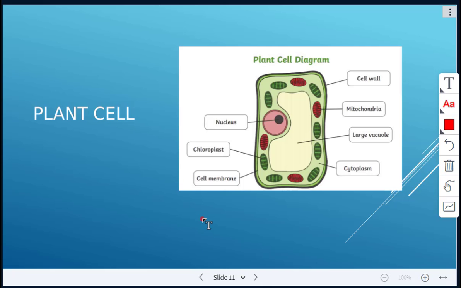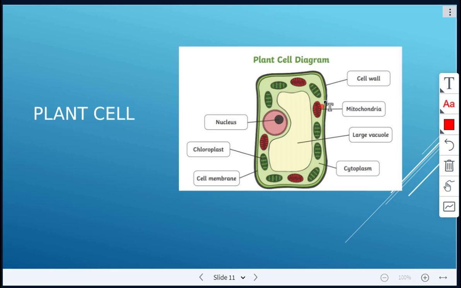Next, we're going to look at the plant cell. All right, so here we're looking at a plant cell diagram. So first of all, notice the shape. It's much more like a rigid shape, more boxy, like rectangular shaped. But notice in this diagram, we still see a nucleus like we did before. There's still the cytoplasm present.